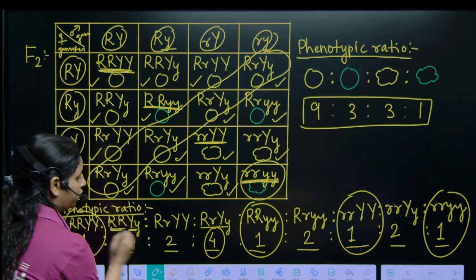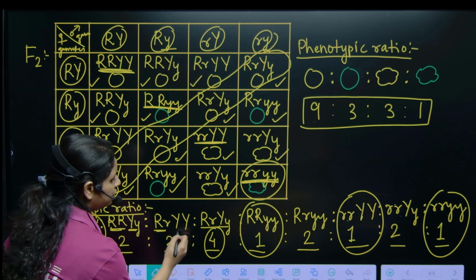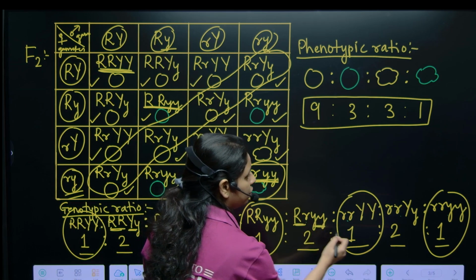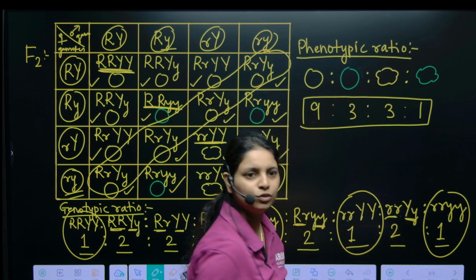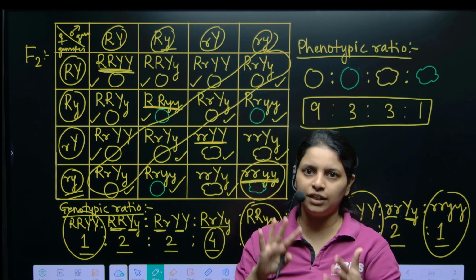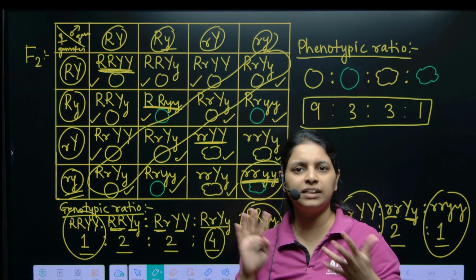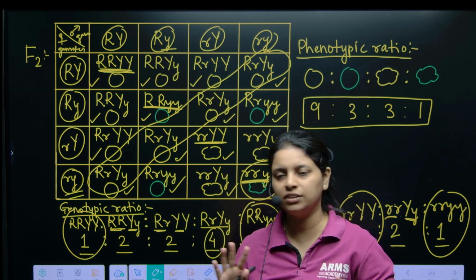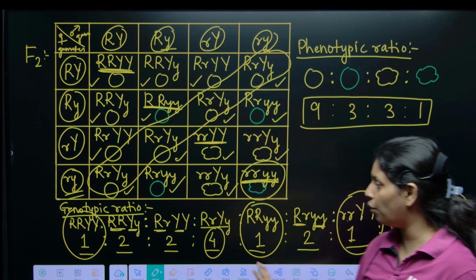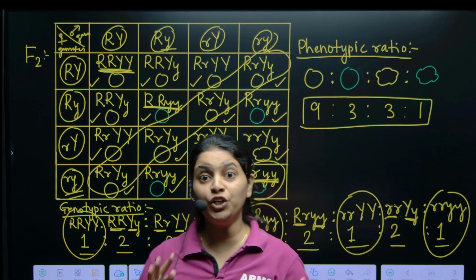Homozygous, heterozygous. Heterozygous, homozygous. Right? See this. Heterozygous, homozygous. Homozygous, heterozygous. So simple. If you have any one gene homozygous and the other heterozygous, like first heterozygous, second homozygous, whatever, dominant, recessive, then it will be 2, 2, 2, 2. Right? So this is how you can easily solve any numerical based question.